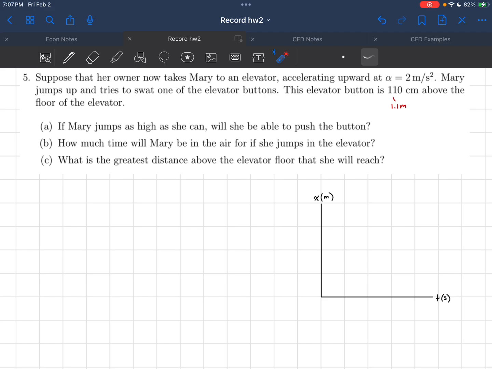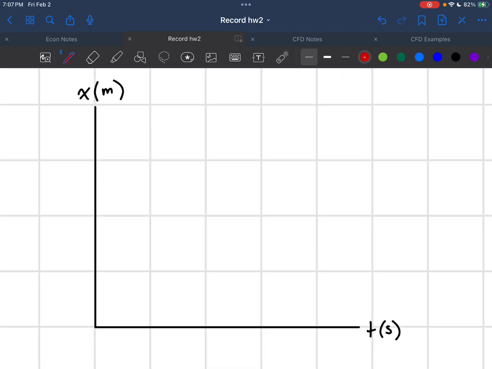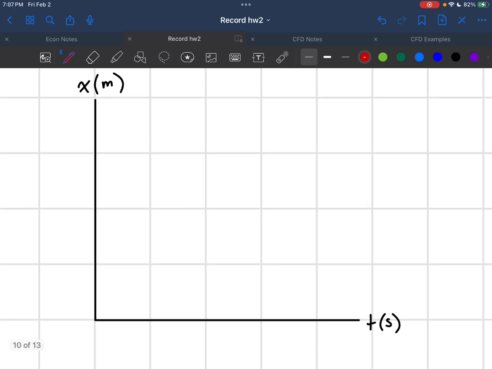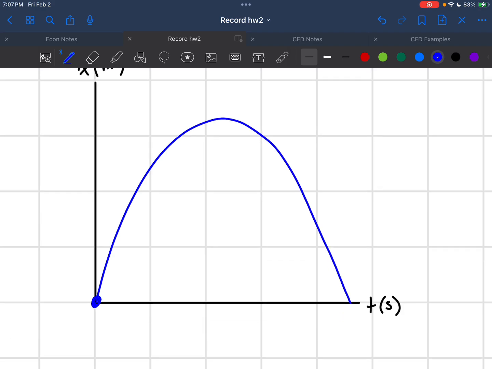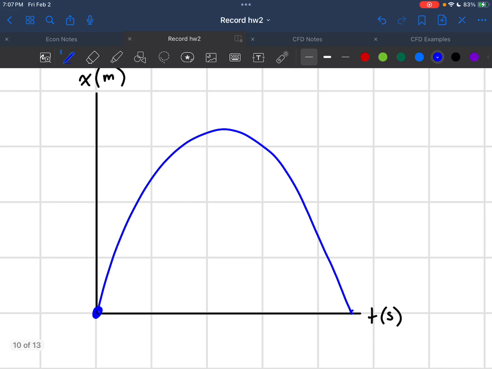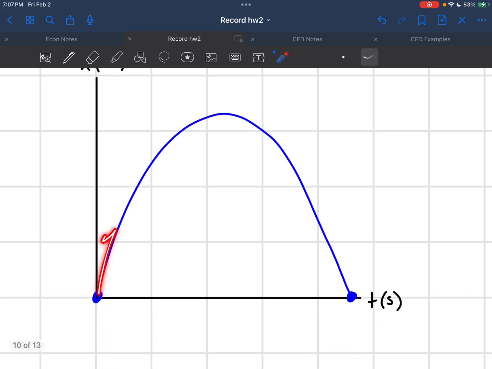Now, there's a few different ways we can approach this. First thing that I want to do is sketch a graph of what's going on in the problem. So I'm going to first draw Mary, the same exact trajectory she was on before. She's just jumping. And if the elevator floor wasn't moving at all, she would come back to exactly where she started. But something else is happening. Her free fall flight is exactly the same as it was before, because she has the same initial velocity that she had before.